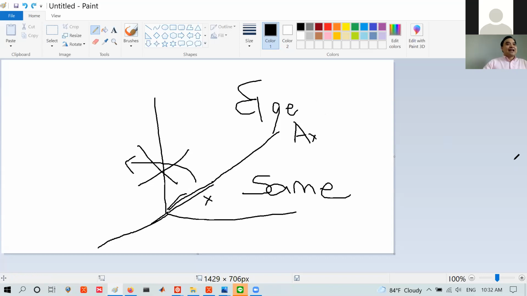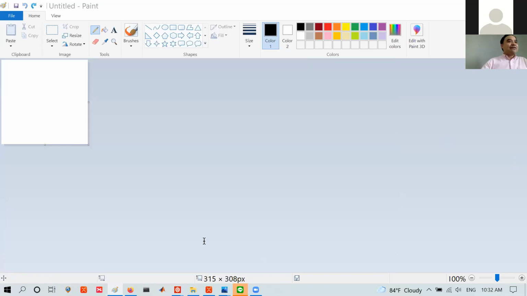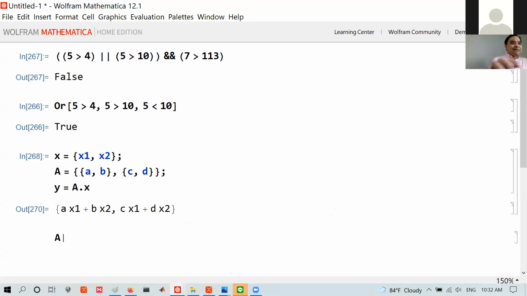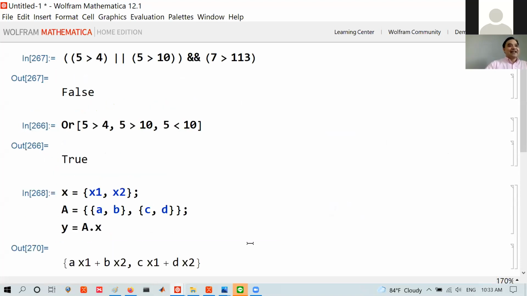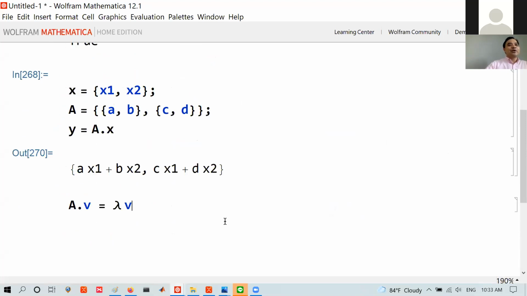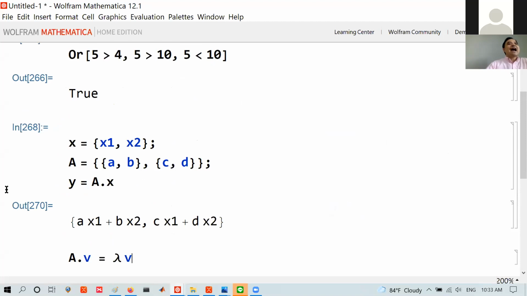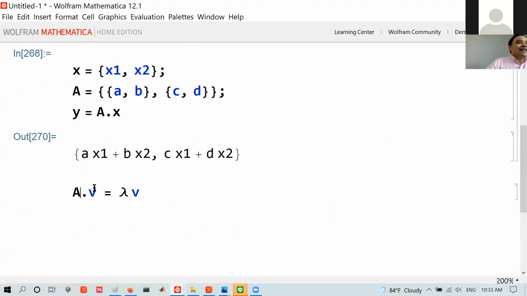So if you can find some kind of special direction, V, such that A dot V is equal to, not the matrix version, but some kind of scalar multiplication, this is one of the most powerful tools in mathematics. It's called an eigensystem. This is the matrix, this is called the eigenvector, and this is the eigenvalue.